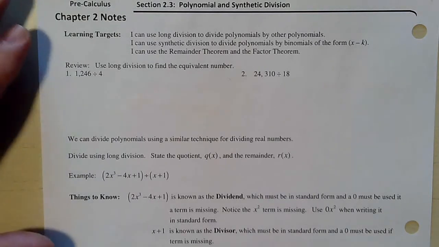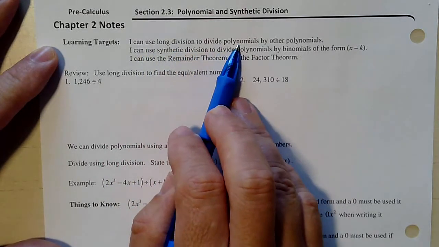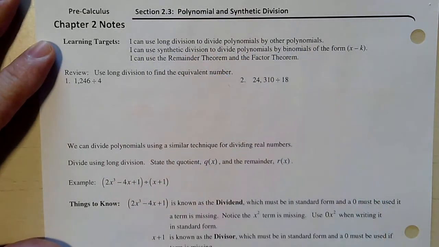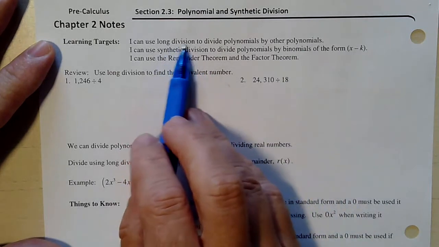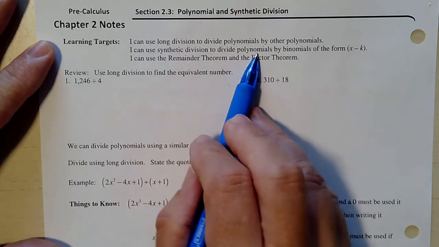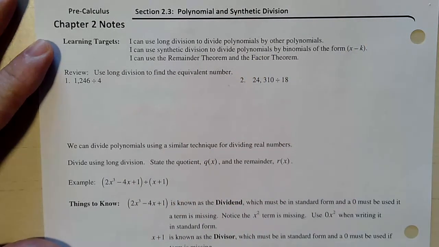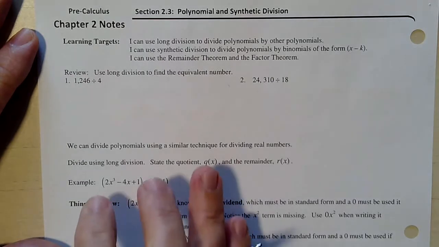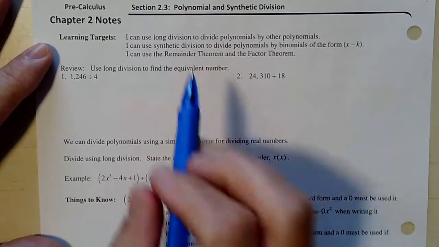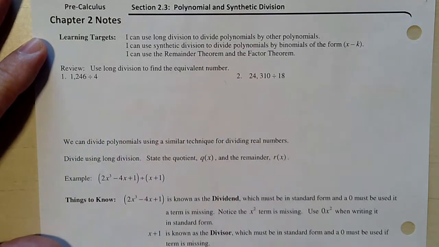Section 2.3, day 1. Today we're going to work on using long division to divide polynomials by other polynomials. And then once we go through that, we're also going to cover synthetic division today to divide polynomials only when it's in the form x minus k. All right, so as a little intro or segue into long division with polynomials, we're going to review long division with just numbers, okay?